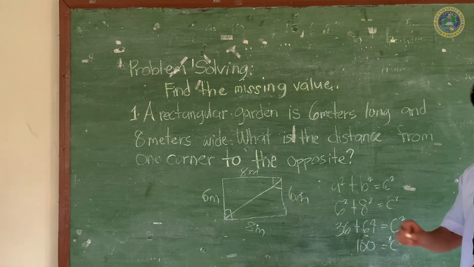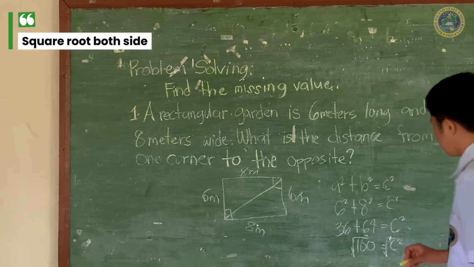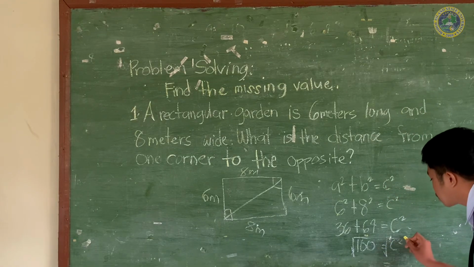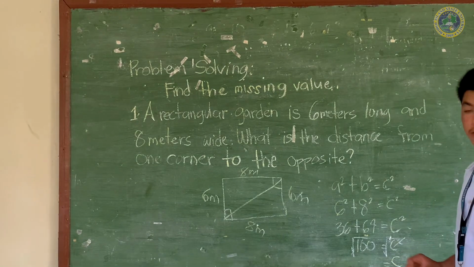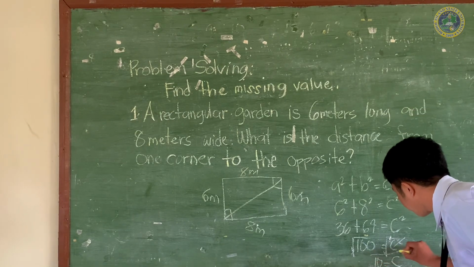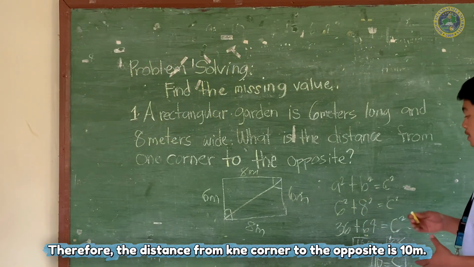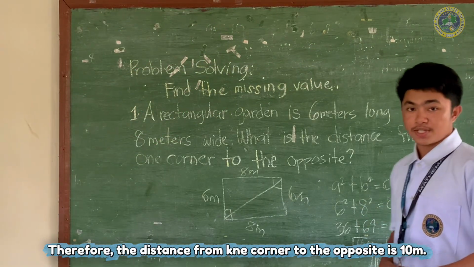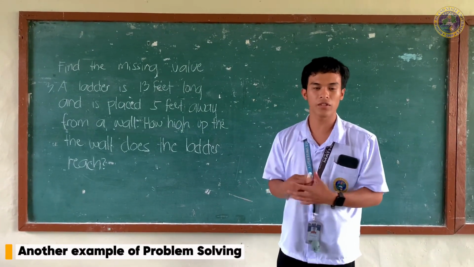So let's square root both sides. So we already have the square, so let's cancel the 2 on c. Then the square root of 100 is 10. So we have the answer. So the distance from one corner to the opposite is 10 meters. So we have here an example of a problem solving in the Pythagorean theorem.